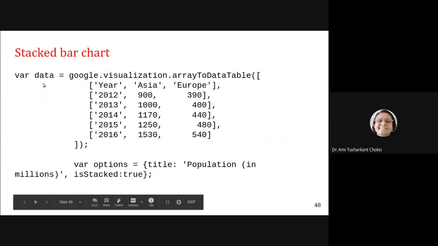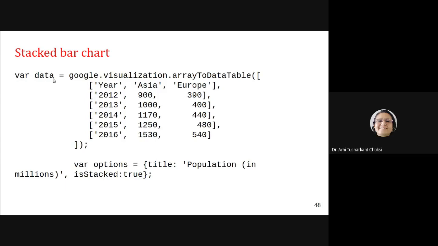So now we are specifying the data. For that we can say variable data is equal to google.visualization.arrayToDataTable year, Asia, Europe.